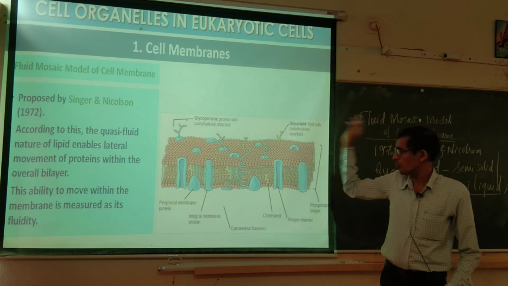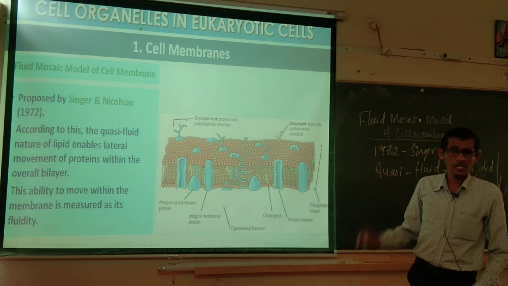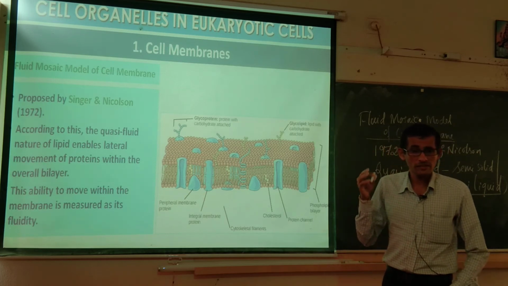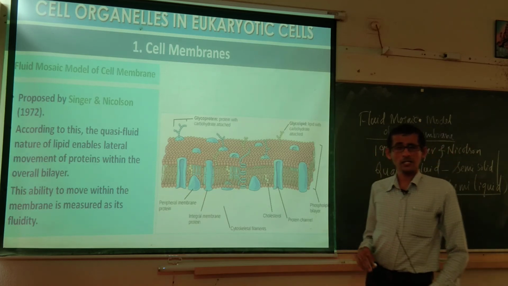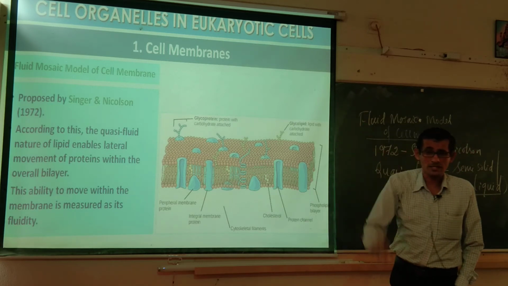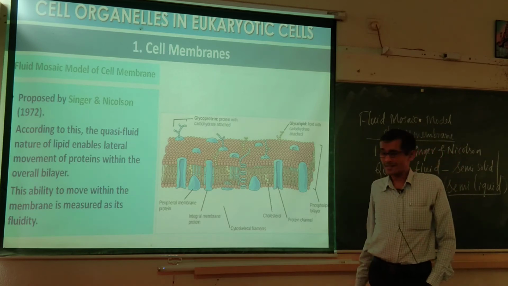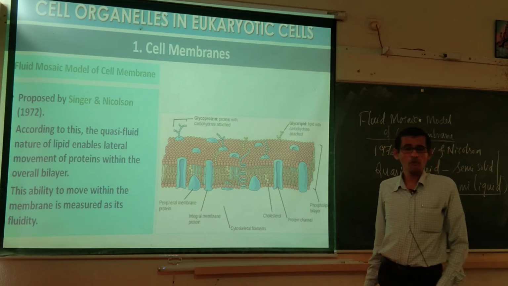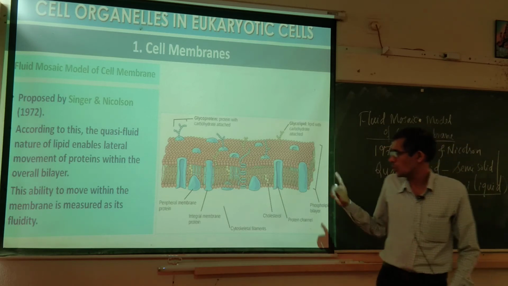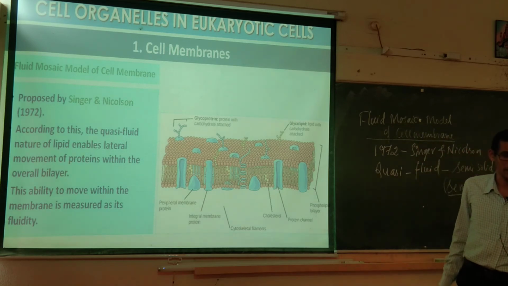the overall bilayer. Through that, the protein molecules, or the movement of required things, can occur between the internal part of the cell membrane, meaning the cytoplasm, and the outer surface. The movement is facilitated because of the presence of this quasi-fluid nature. Then this ability to move within the membrane is measured as its fluidity.